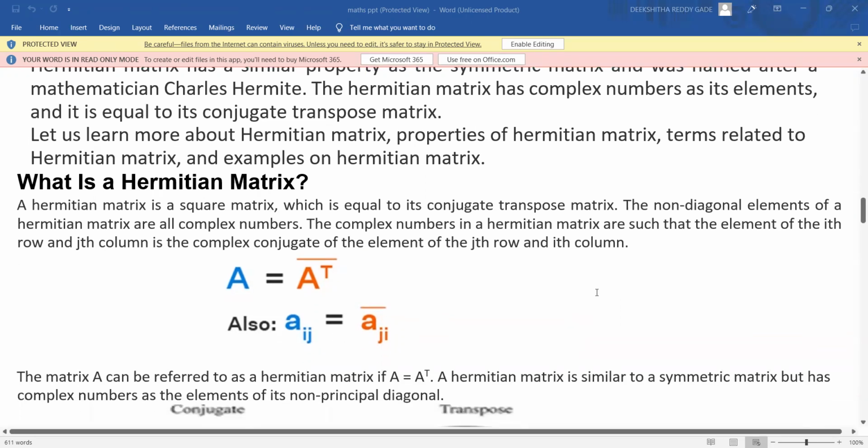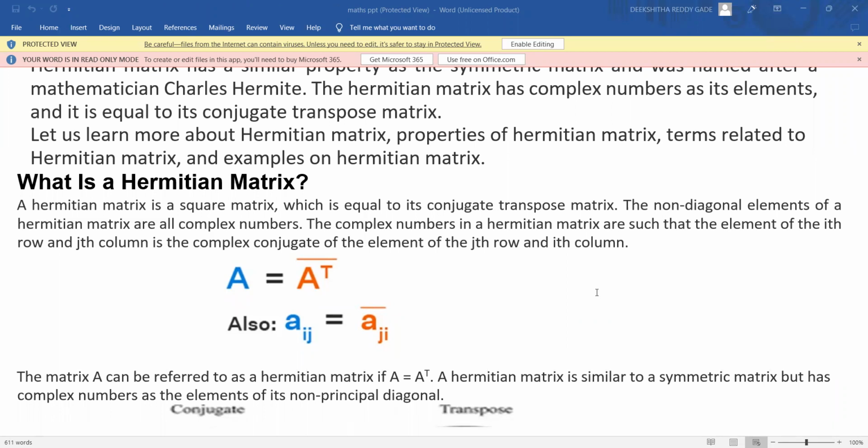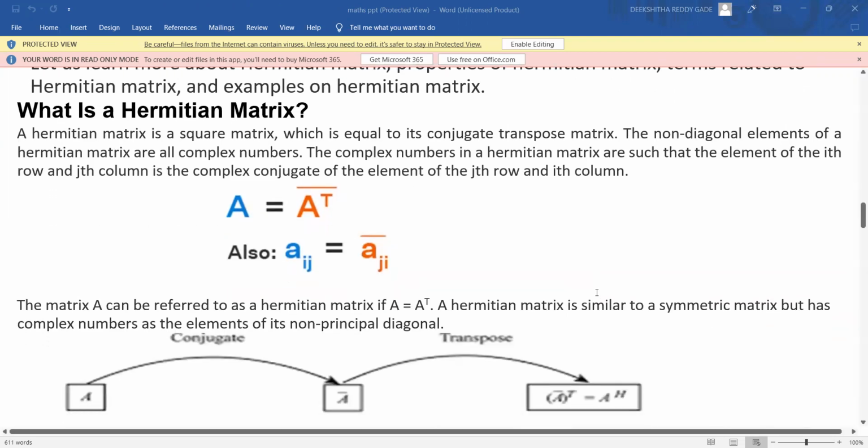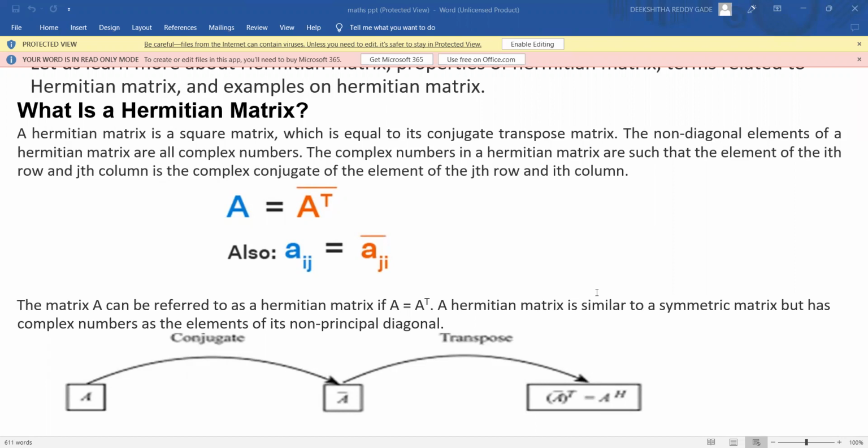What is a Hermitian matrix? A Hermitian matrix is a square matrix which is equal to its conjugate transpose matrix. The non-diagonal elements of a Hermitian matrix are complex numbers. The complex numbers in a Hermitian matrix are such that the element of the ith row and jth column is the complex conjugate of the element of the jth row and ith column. A equals A transpose conjugate. Also, Aij equals Aji bar.